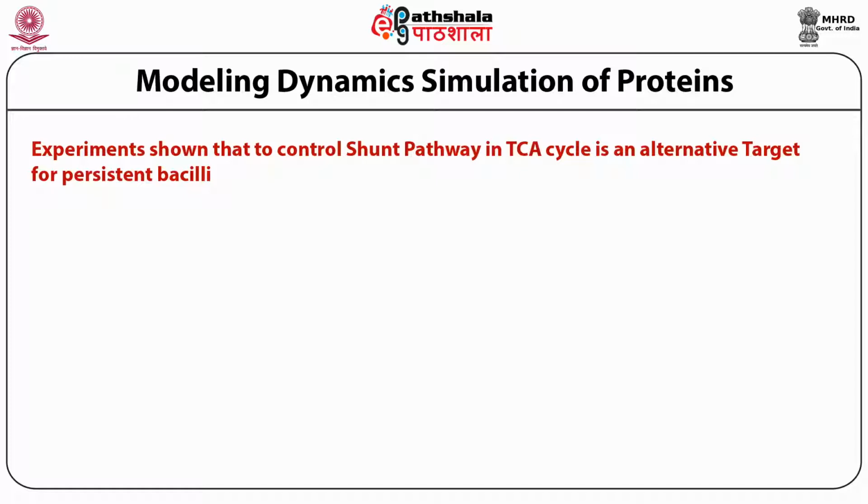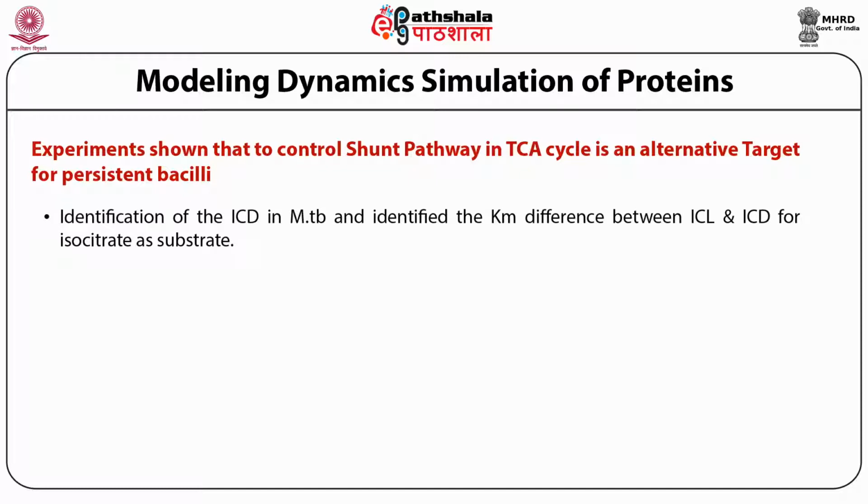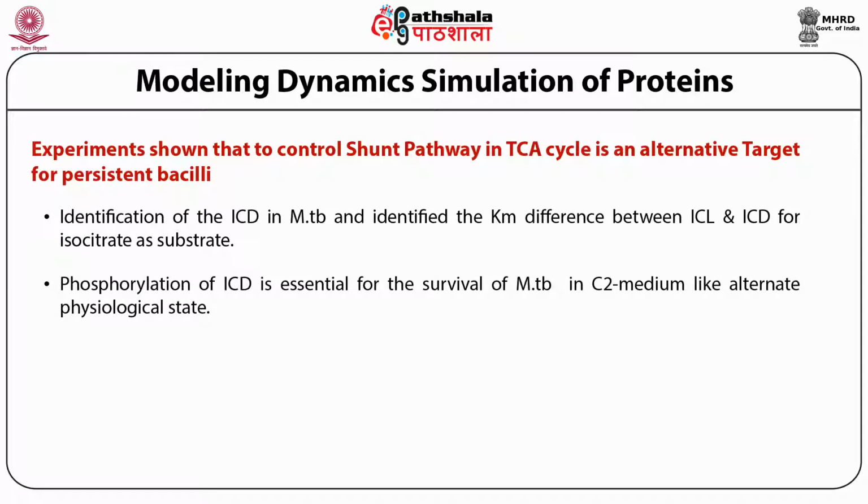We already identified, and this has been described in detail in earlier modules, that because of the Km difference between the binding of isocitrate lyase and isocitrate dehydrogenase, there would be a possibility of stopping the shunt pathway or allowing the shunt pathway. What controls these pathways is phosphorylation of ICD.